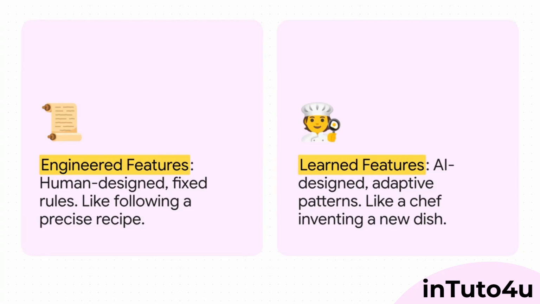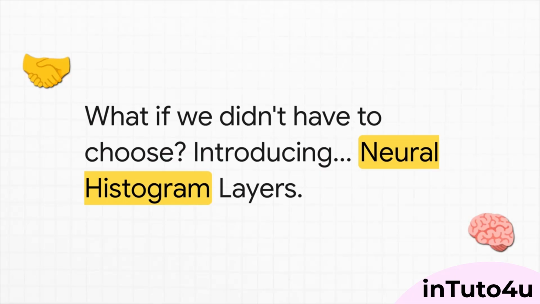You see, traditionally, data scientists had to engineer features by hand. It was like following a super precise recipe. The rules were fixed, and that was that. But modern AI is different. It learns what's important all by itself, kind of like a master chef inventing a brand new dish on the fly. It's way more flexible, way more adaptive. So, which one's better? Well, what if you didn't have to choose?